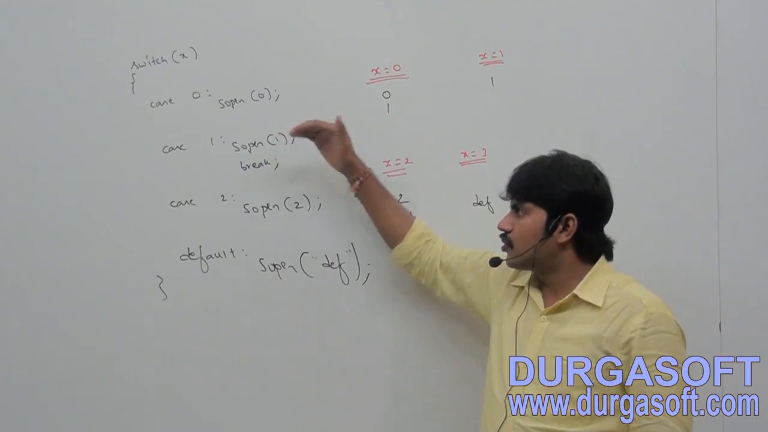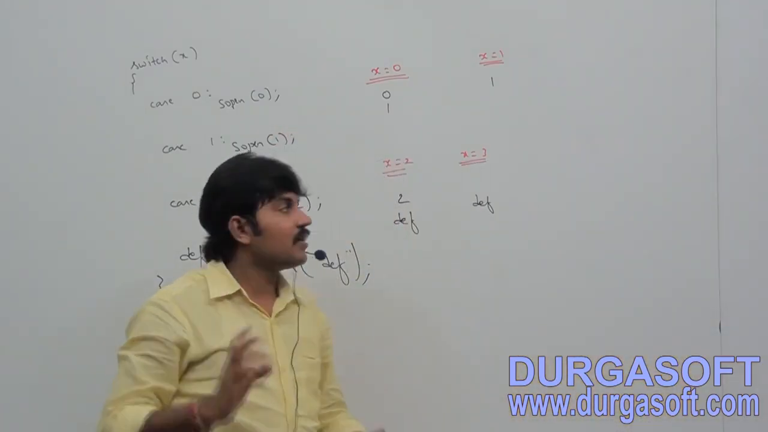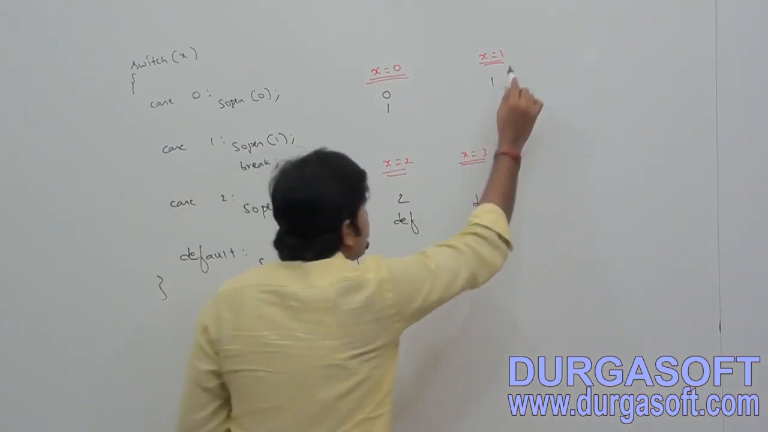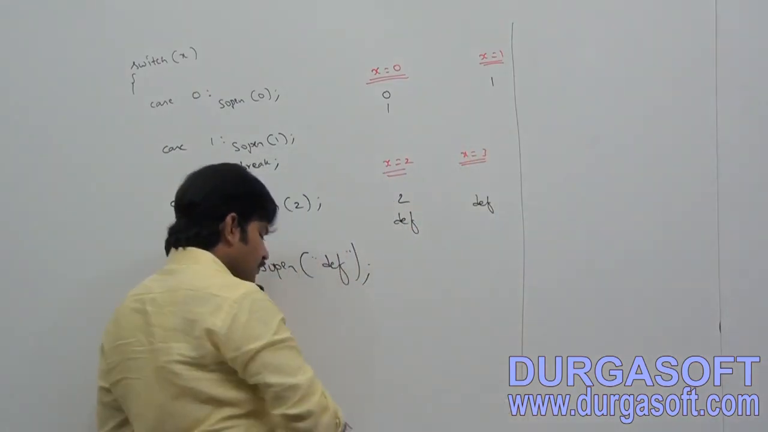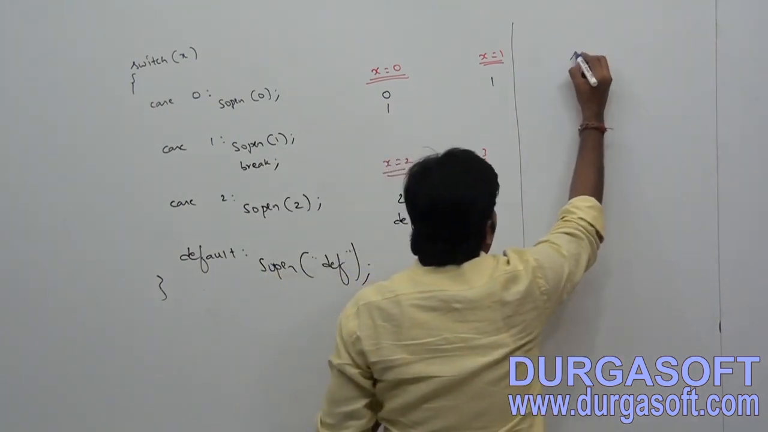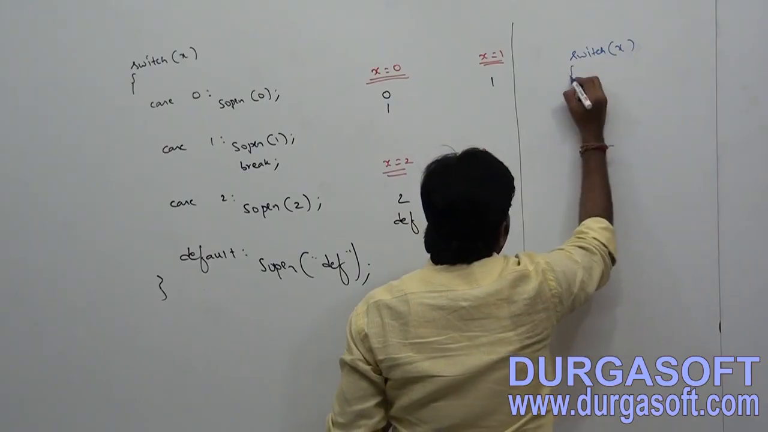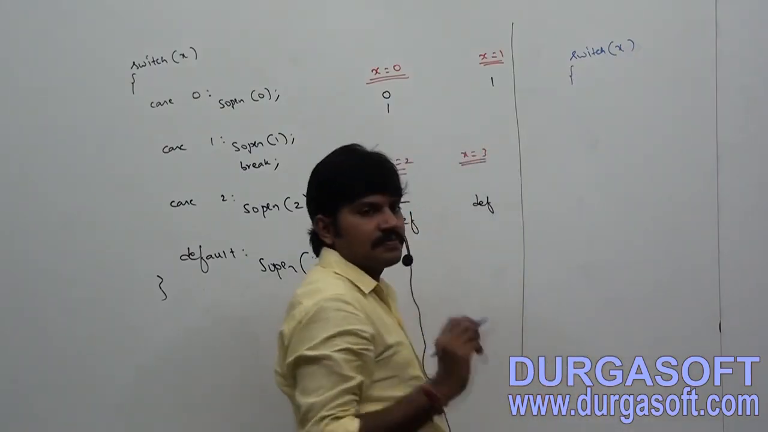Sir, fall through inside a switch is an advantage feature only. What is that advantage? See this example well. Suppose I am taking switch of X. Listen to this example so that you can see the advantage.